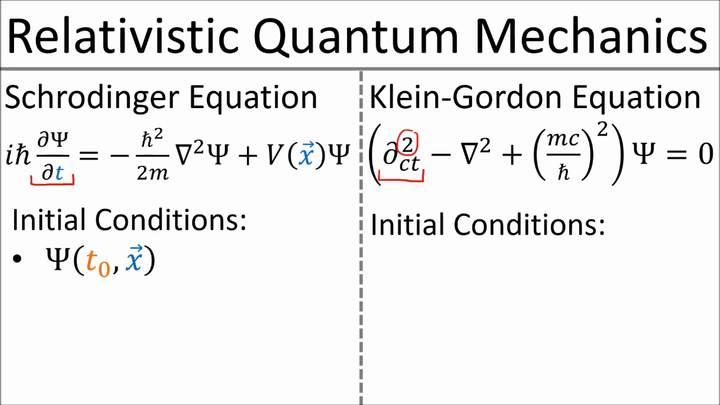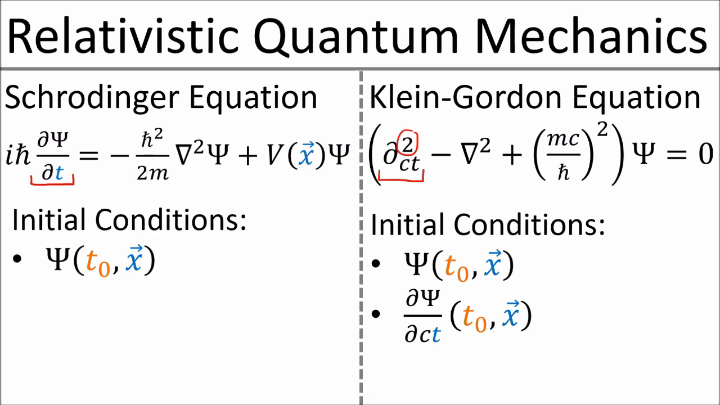For the Klein-Gordon equation, we need to specify both the wave function and the wave function's time derivative at an initial time t0 in order to determine the wave function's evolution over time. This freedom to choose the wave function's initial derivative means the wave function has no probabilistic interpretation, as we'll see shortly.